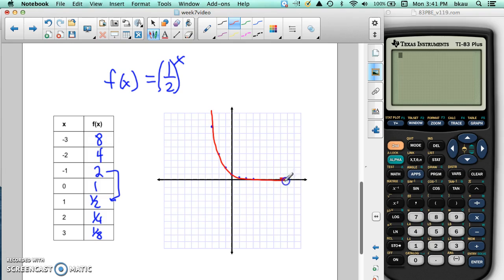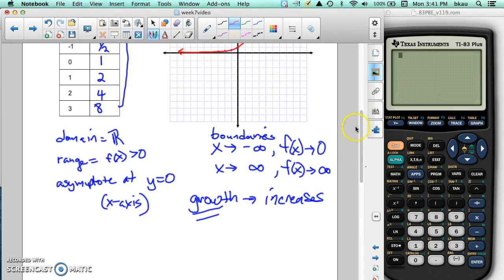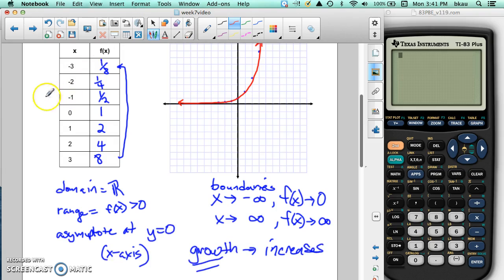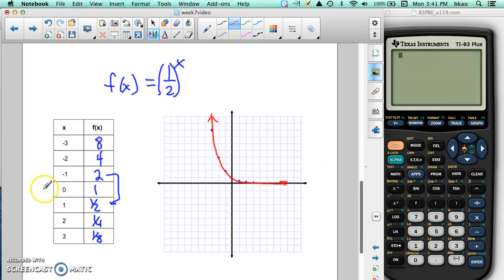So we'll get close to 0 on that axis there. It decreases instead of increasing. But it looks like it crossed in the same spot. This is our x-intercept, 0, 1. It is the same down here. We have the same intercept down here, 0, 1.